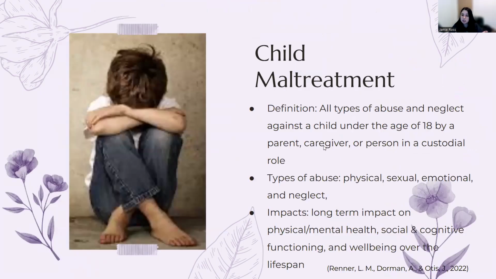Child maltreatment is all types of abuse and neglect against a child under the age of 18 by a parent, caregiver, or a person in a custodial role. Examples of this are your mom and dad, or if your grandparents were taking care of you, or it could be a nanny. Types of abuse include physical, sexual, emotional, and neglect. And there are long-term impacts on physical and mental health, social and cognitive functioning, and well-being over the lifespan.